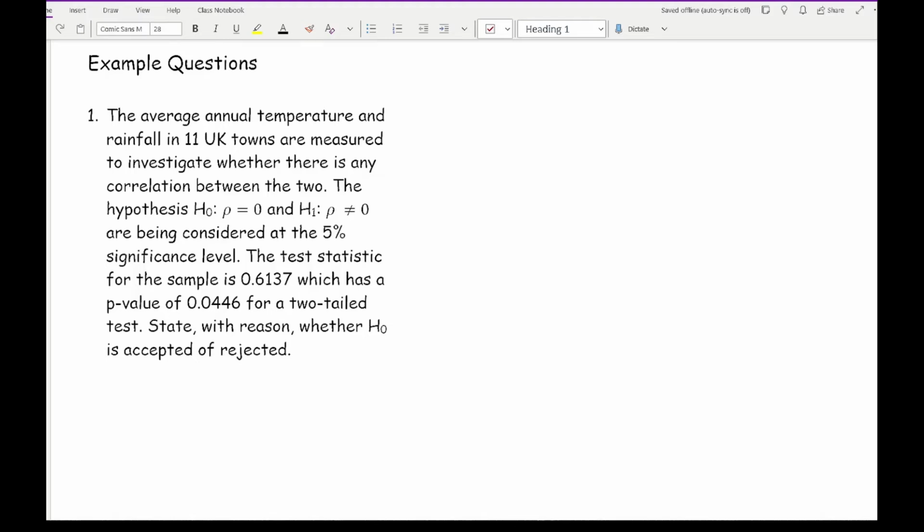The test statistic for the sample is 0.6137, which has a p-value of 0.0446 for a 2-tailed test. It says state with reason whether H0 is accepted or rejected. In this particular question we're given a lot of information, and a fair bit of it actually quantifies a couple of marks. So whenever you're starting these questions, let me just go through what those 4 steps are.